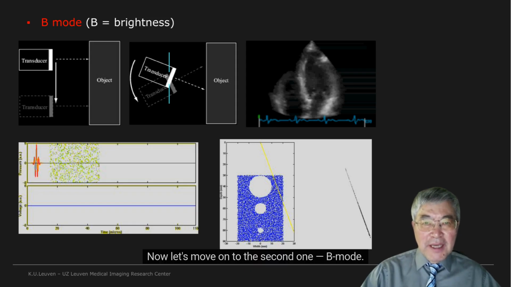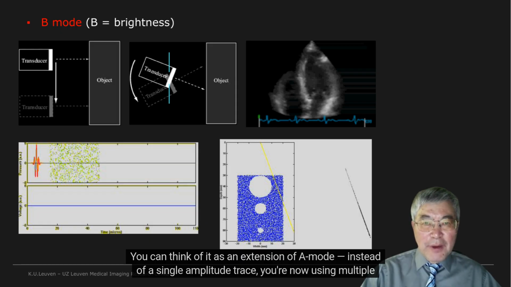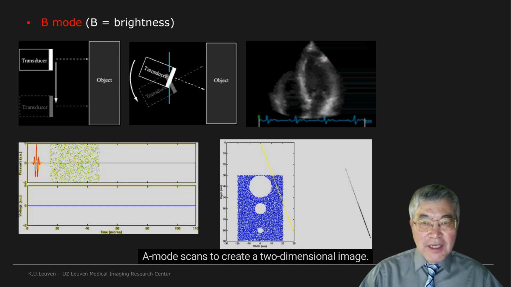Now let's move on to the second one, B mode. B stands for brightness. That's the key word to remember here. B mode is a very powerful imaging technique. You can think of it as an extension of A mode. Instead of a single amplitude trace, you're now using multiple A mode scans to create a two-dimensional image.